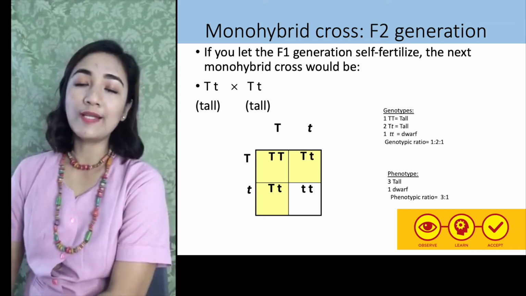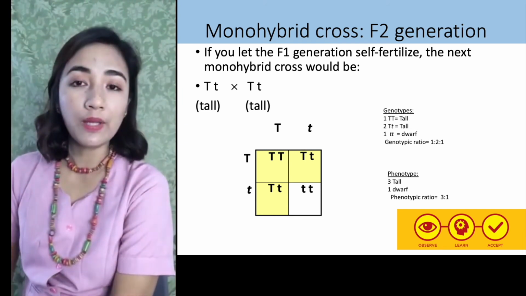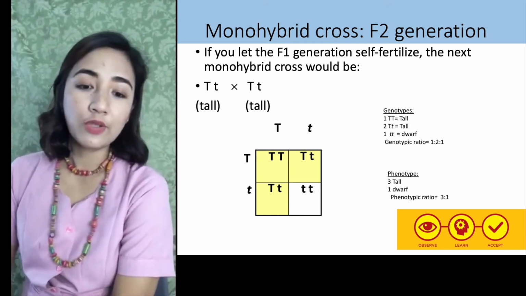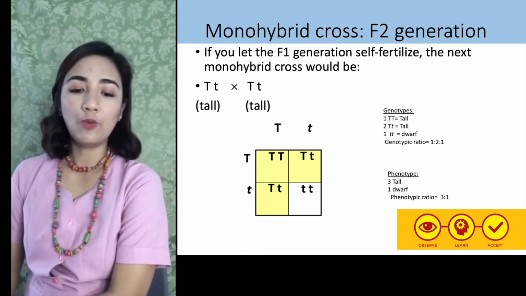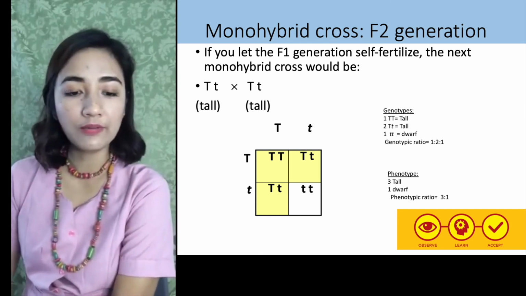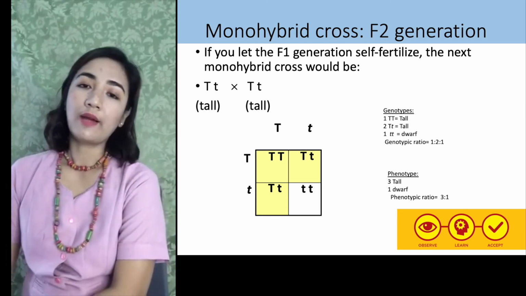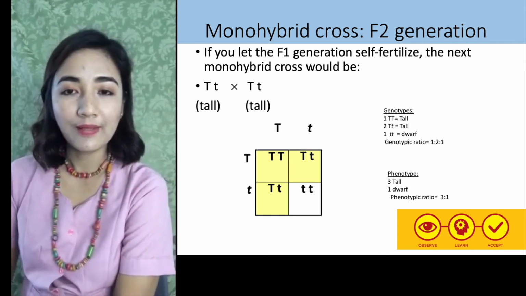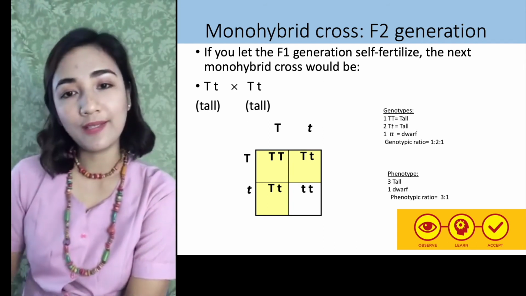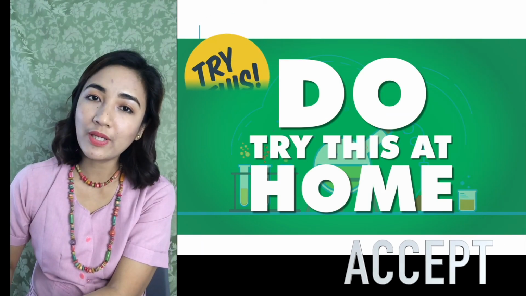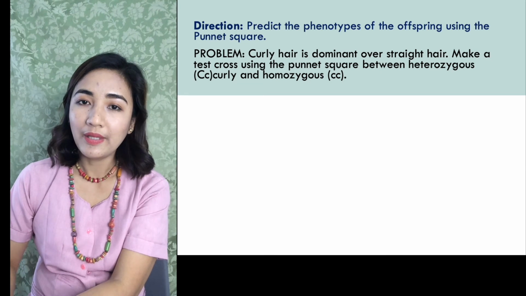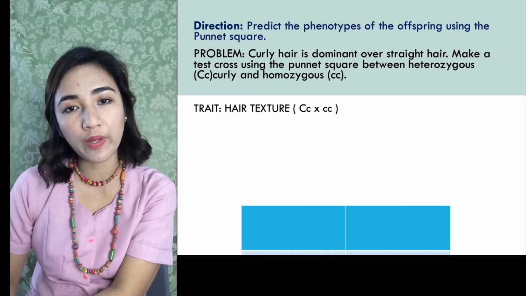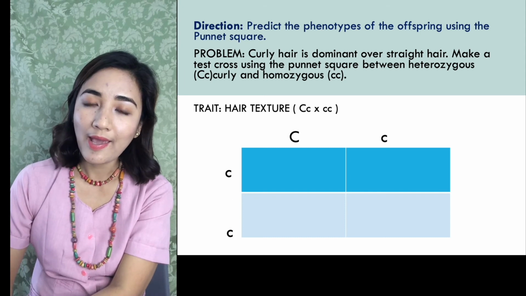And so, basing on the Punnett Square, our genotype is, we have 1 homozygous tall, 2 heterozygous tall, 1 dwarf, and so the genotypic ratio will be 1:2:1. Whereas in our phenotype, how many will appear to be tall? So we have there 3 tall and 1 dwarf. And so we have the phenotypic ratio 3:1. So my dear friends, this is all about monohybrid cross, a cross involving a single trait.